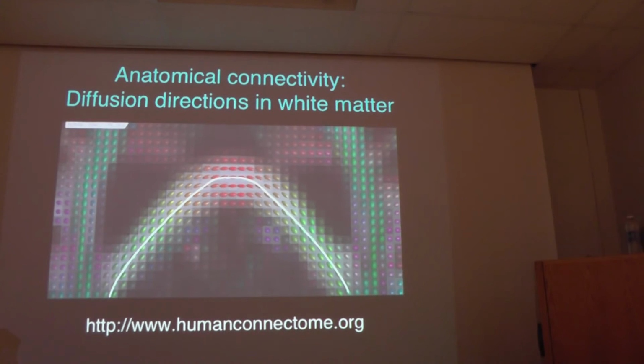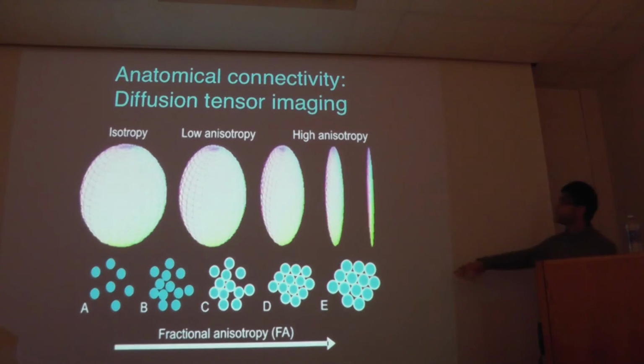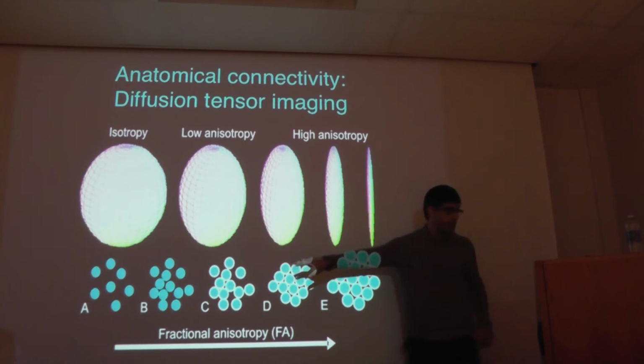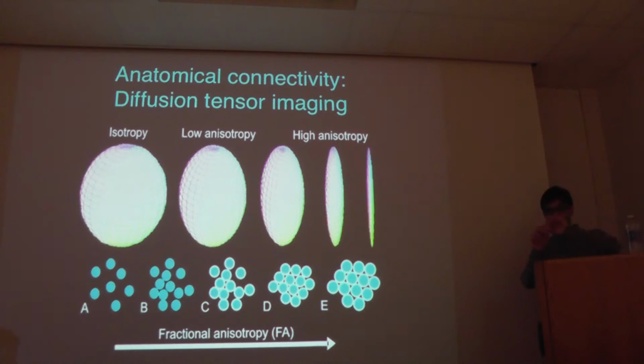Now, can you see this? There's all of these little oriented ellipsoids. Every single voxel here is filled with one of these things. The more stretchy it is, the greater the degree to which the water seems to be diffusing in that stretched out direction.